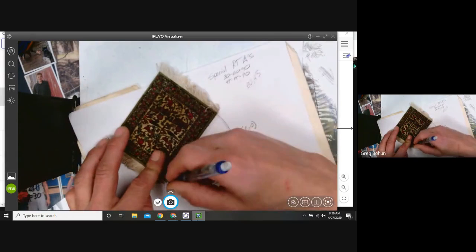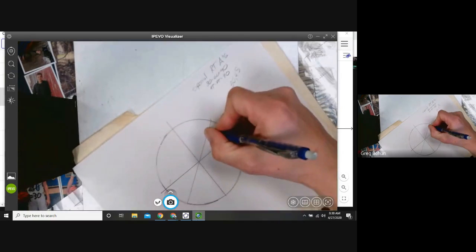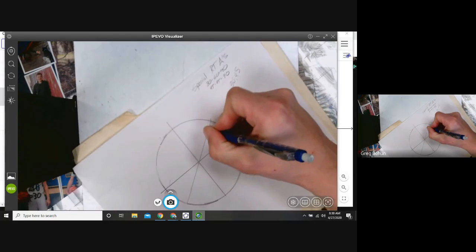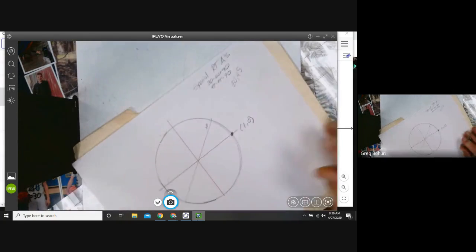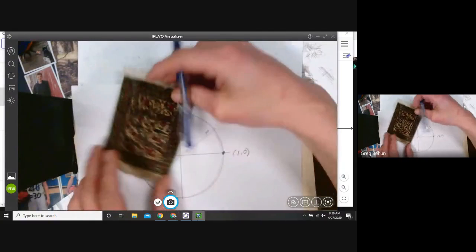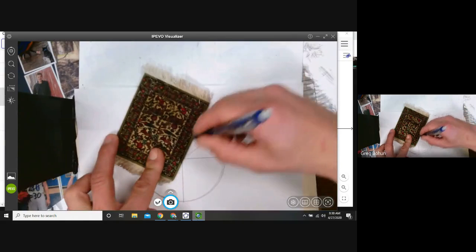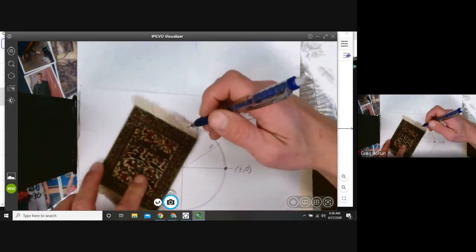So I'm going to just write right here, this is 30 degrees. Maybe I'll just put that there, huh? 30 degrees. And 60 degrees is somewhere. Oops, and I'm going to keep going all the way down.